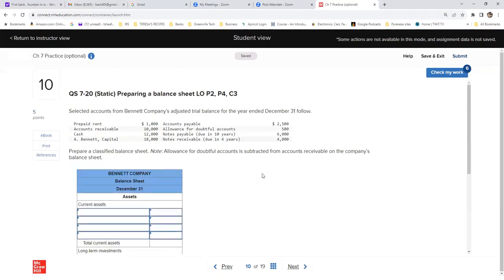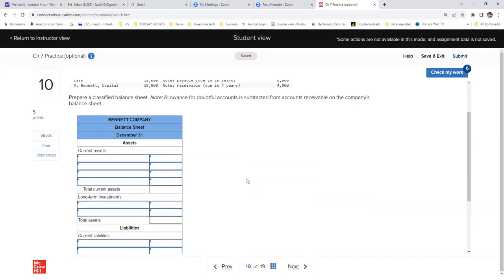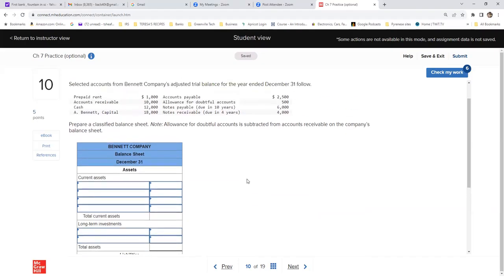All right, I am going to leave this preparing a balance sheet because you've done one of these in every chapter now. So this should be pretty easy to do. The one thing I will point out to you, I'll go through and I'll tell you where everything goes. Prepaid rent is going to be a current asset. Accounts receivable would be a current asset. Cash would be a current asset. A. Bennett Capital goes under equity. Accounts payable would be a liability.